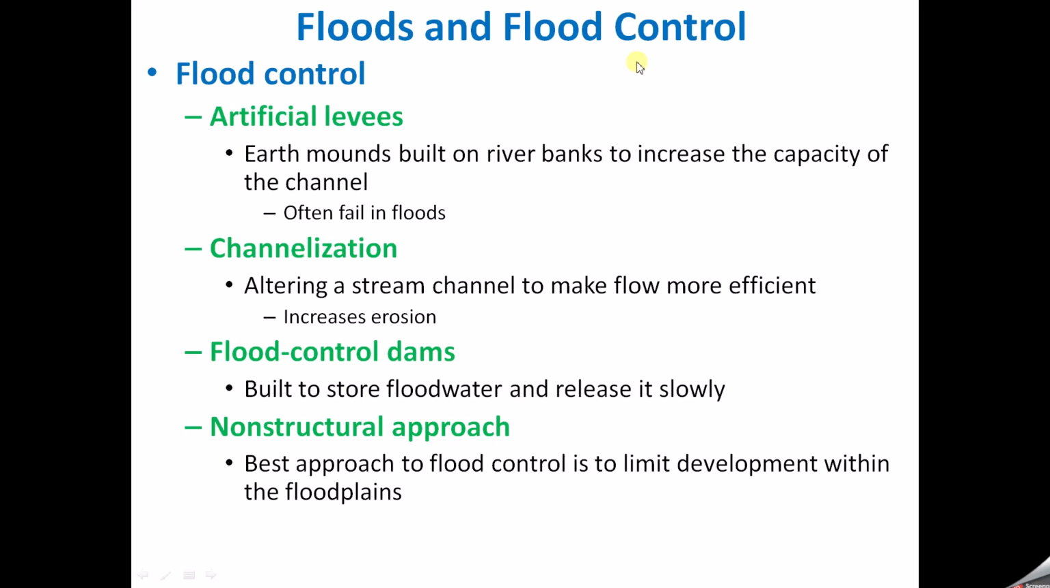And floods and flood control. Flood control: they built artificial levees, channelization, flood control dams, non-structural approach. So artificial levees are earth mounds built on river banks to increase the capacity of the channel, often failing in floods. Channelization, altering a stream channel to make flow more efficient, increases erosion. Flood control dams, built to store flood water and release it slowly. Non-structural approach: the best approach to flood control is to limit development within the floodplains.